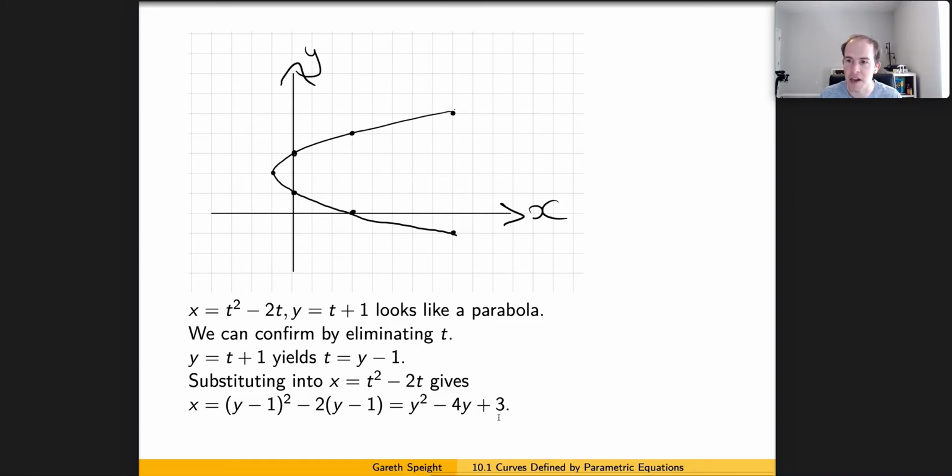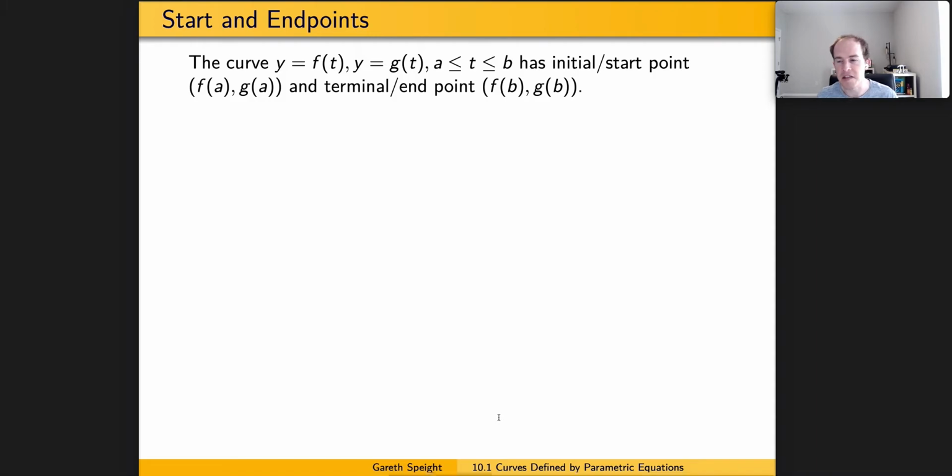Anyway, we have two methods of sketching. One is plot the points and put things together, and the other is to try to eliminate the parameter and find an equation in terms of x and y. Okay, let's see maybe a couple of other curves, and then we'll do some more complicated ones in class, so I don't have to draw things too much here.